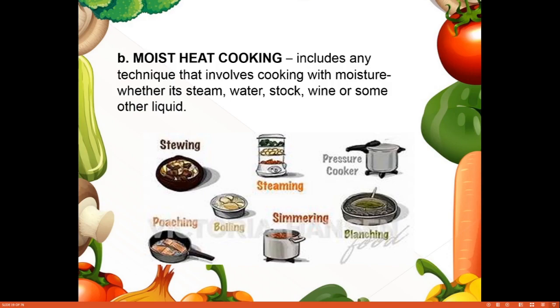Letter B. Moist heat cooking includes any techniques that involve cooking with moisture, whether it's steam, water, stock, wine, or some other liquid. So these are the examples of moist heat cooking methods.